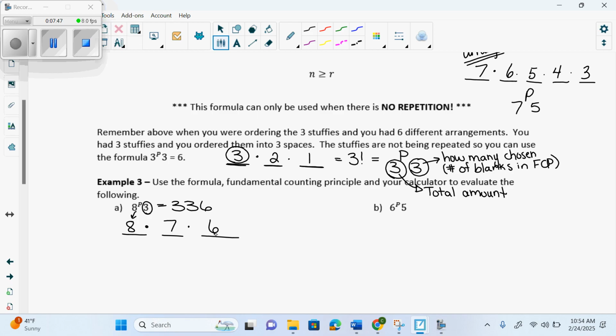Does anyone have any scenario this could be? 8P3, put your hand up if you have a scenario. Any idea? What's an object in the world? Pants? Cool. We have 8 pairs of pants, and I'm going to choose how many of them? 3. If I just do 8 and I choose 3, that's actually a combination, because I didn't give them any order, right? I'm just taking 8 and choosing 3, throwing it in my backpack and moving on.